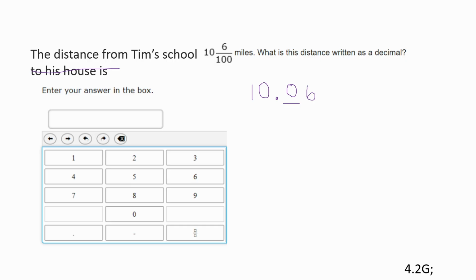Okay, now this is a good example of what you would see on a STAR test. Sometimes you will have to type in the number using this little number box, okay? So if you were doing this on a STAR test, you would push the numbers 1, 0, then the decimal, then 0 again, and then the 6. Okay, so we would write our final answer here, 10 and 600ths.